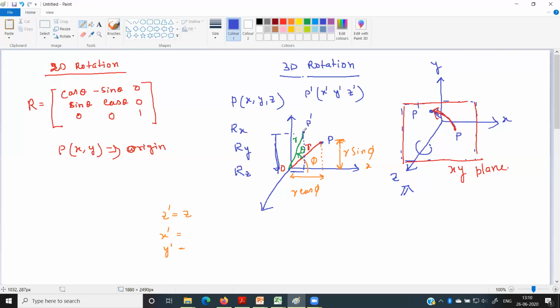So what is this distance? This is my point P dashed. The distance from here up to origin is y dashed. And this distance from here to here, this is my x dashed. So how can we compute the x dashed? You can see this total angle is theta plus phi, and this is r. So we can say that x dashed is r cos(theta plus phi), and y dashed is r sin(theta plus phi). Okay, clear?